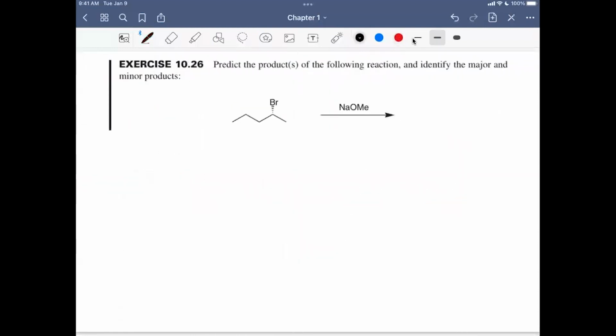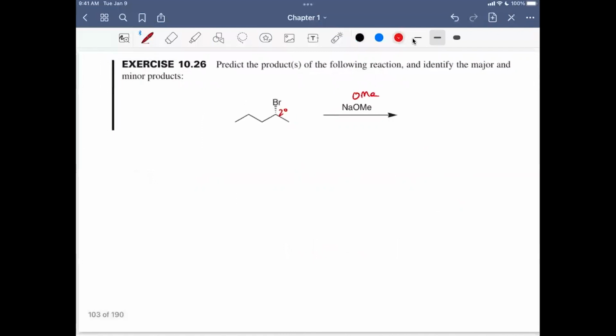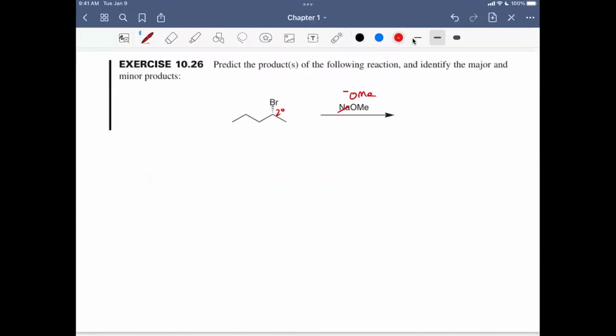And I guess I'm doing major versus minor for this one as well. So what do we have here? We have another secondary, and we have OMe, which is a negative, because again, this is a spectator ion, so negatively charged oxygen. And what does that look like? That looks like OR minus, right? That R stands in place for that methyl group. So that is a strong nucleophile and a strong base.